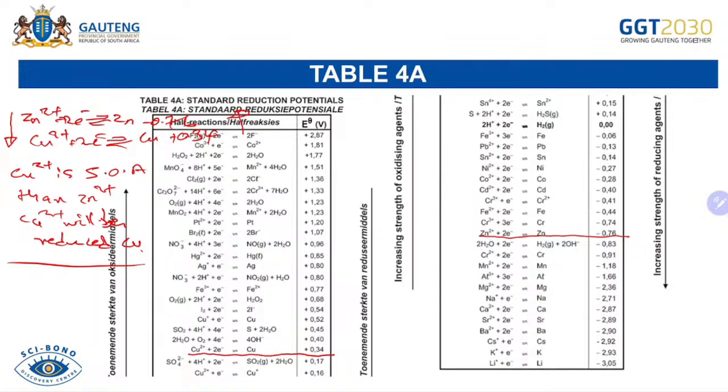If we're saying use oxidizing ability, it means you go to the left and compare apples with apples. You can't compare zinc 2 plus and copper. It must be what is on the left, the oxidizing agents, that you are comparing. What is on the right are the reducing agents that you are comparing.